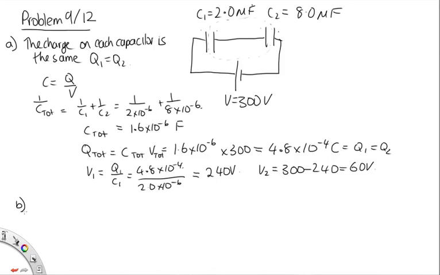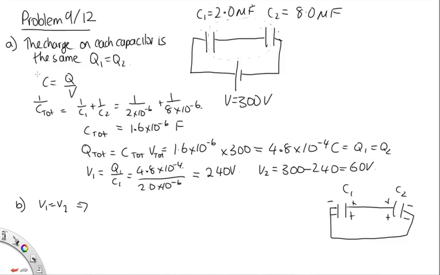Part B, we now reconnect these charged capacitors but with their positive plates together. So let's draw a diagram. Here's C1, here's C2. We've got positive plates connected and negative plates connected. Now, as they're connected like this, you can see the voltage across each capacitor must be equal. So we've got V1 is equal to V2. So these charges will redistribute between them, but so that they satisfy this relationship.